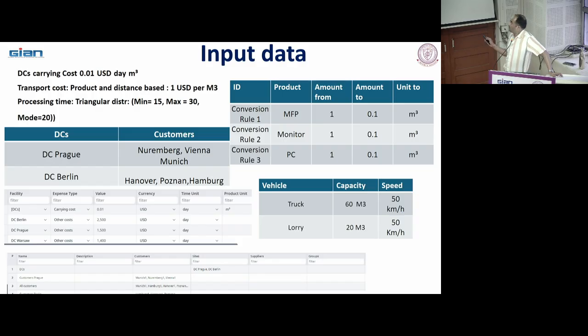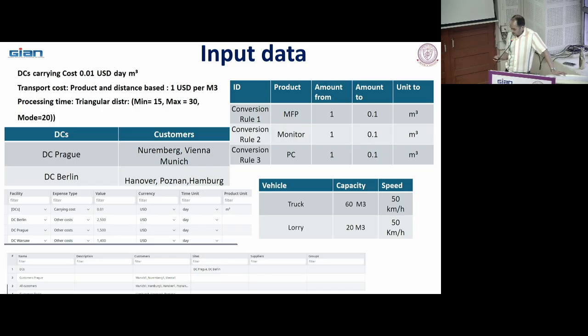Because for any logistics, it is easy to convert the pieces into meter cubic volume, because the capacity of our truck is 60 meter cubic and lorry capacity is 20 meter cubic. But the unit we have been given for each product is pieces, 1 piece, 2 piece. So we want to convert those pieces into meter cubic so that it can follow the volumetric capacity of the vehicle when you calculate the transportation or number of vehicles used. So these are the vehicle details: truck, lorry, capacity, and the speed. And you can see the grouping as well here.